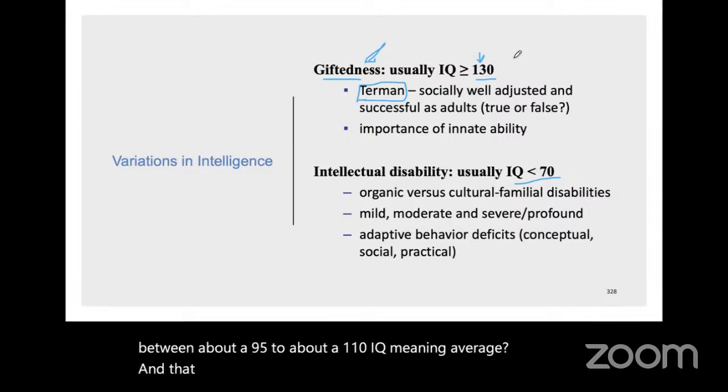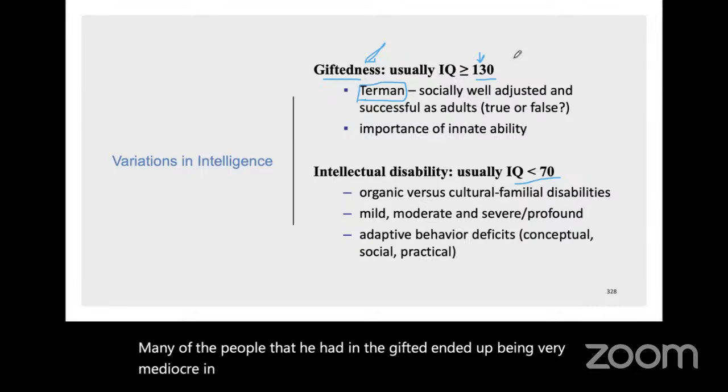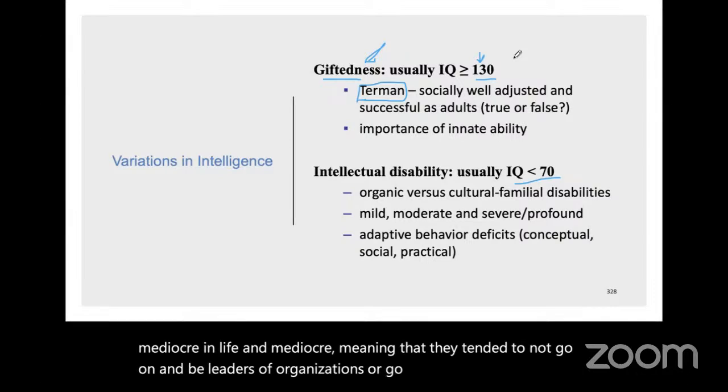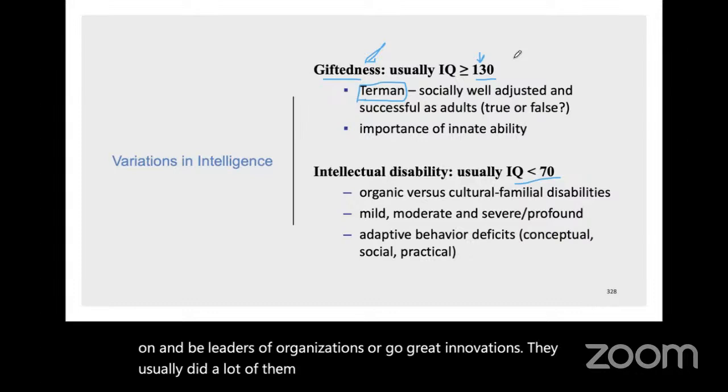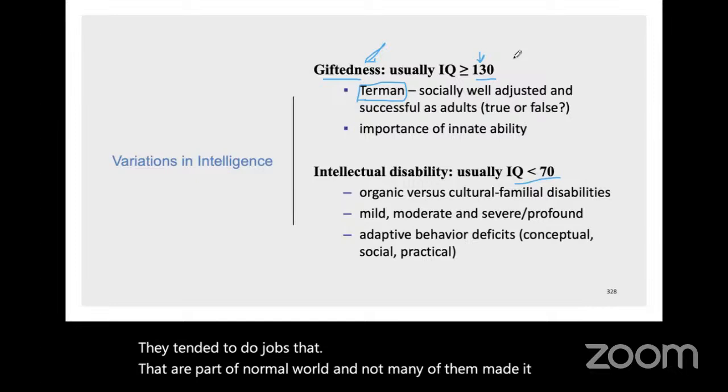And that the further you got away from that, the less socially well-adjusted you became, the less successful you became as an adult. Many of the people that he had in the gifted range ended up being very mediocre in life, and mediocre meaning that they tended to not go on and be leaders of organizations or do great innovations. A lot of them did manual labor. They tended to do jobs that are part of normal world, and not many of them made it to the heightened success that he predicted.